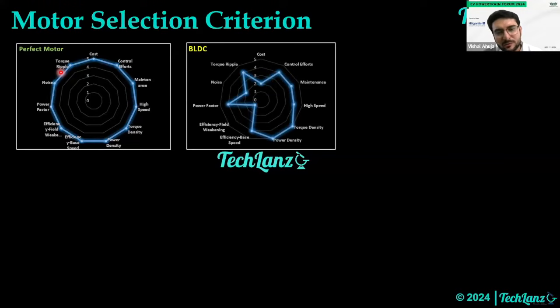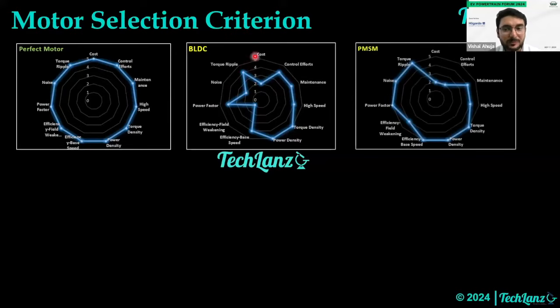Let's talk about BLDC motors, right? Because of permanent magnets, the cost is not so great. But from a control effort, maintenance and torque density point of view, they're quite good. Power factor is also good, but they also make some noise, right? Torque ripples are also higher. Then you have PMSM, very good in terms of torque ripples, very good in terms of noise, right? Very good power density. Everyone is talking about power density and torque density for PMSM. That's why people are using it, right? But for control effort, you need a very good FOC-based controller, and the cost is also higher because of permanent magnets, right?